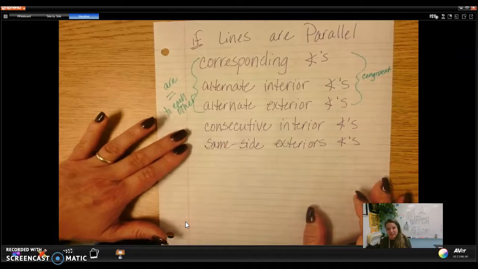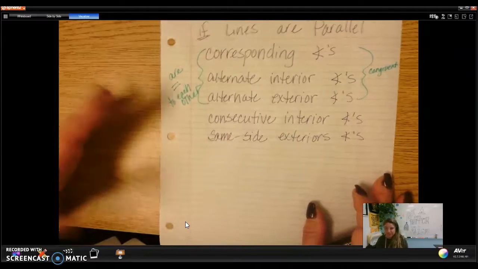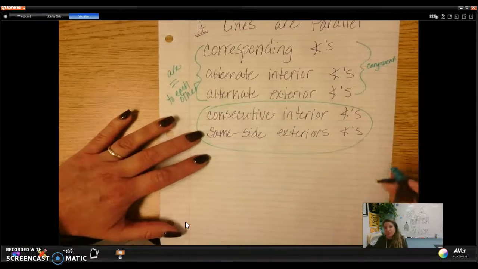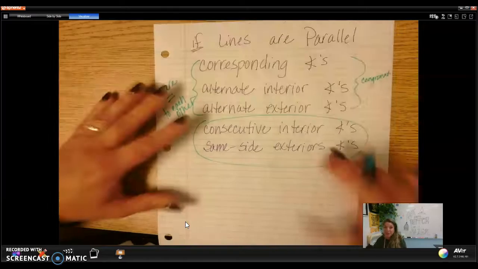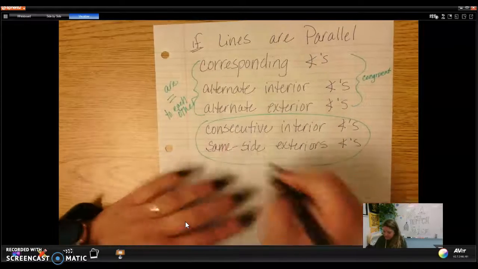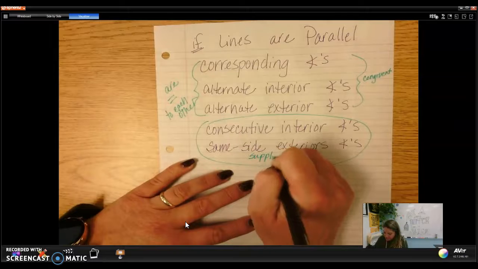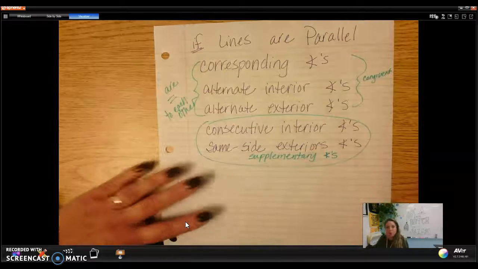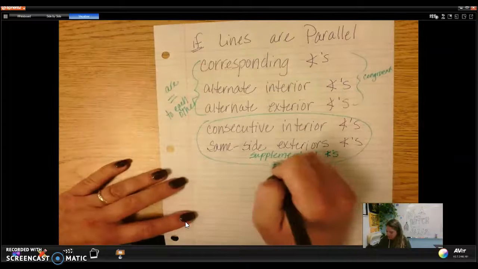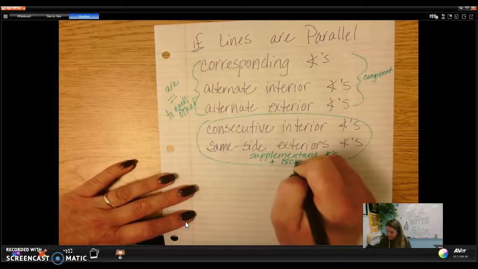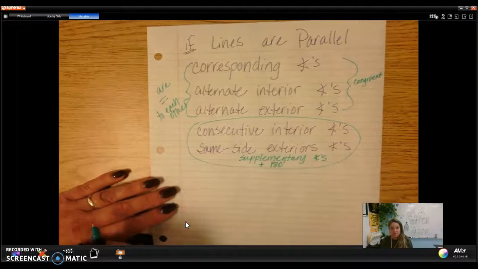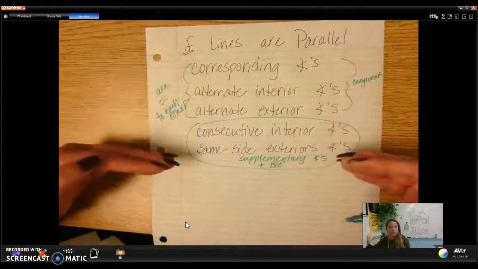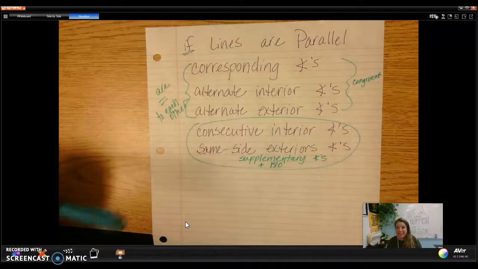Consecutive interior angles, or same side interior and exterior angles, these are not equal to each other. And what happens when the lines are parallel, these end up being supplementary. Do you remember what supplementary means? These are supplementary angles. I'm hoping that you just said that they add up to equal 180. Okay, so these are all of the definitions that we did in class today, and these are the important things we need to know so that we can go find missing angles. Okay?